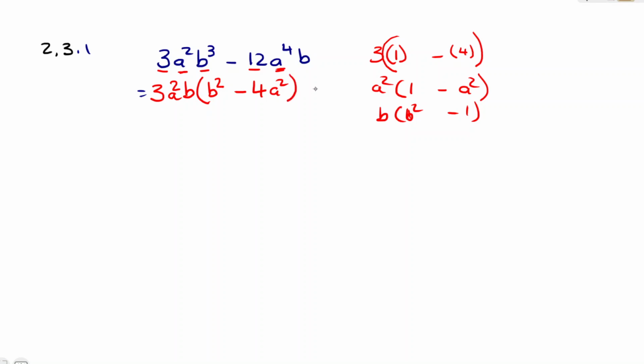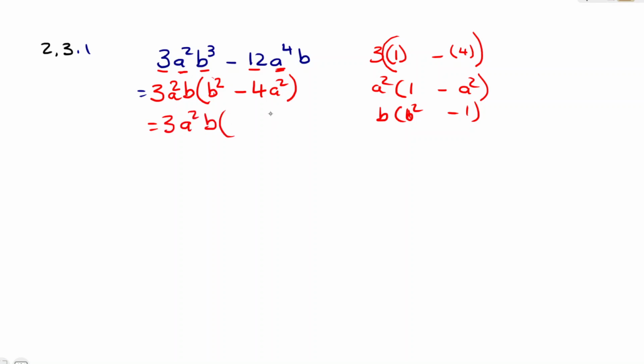So this is the first part of our factorization. We took a common factor, 3a squared times b. We were left with b squared minus 4a squared. If you multiply all this, you'll get the same previous step. Now, I'll leave this 3a squared times b.